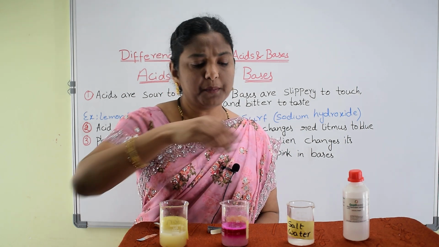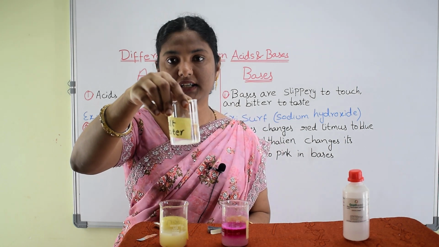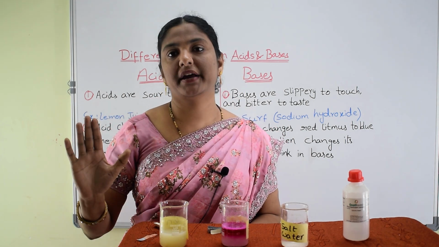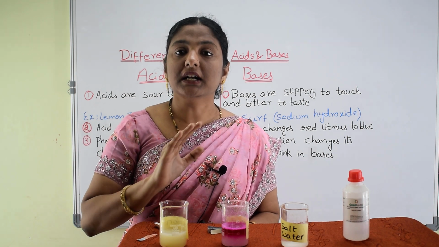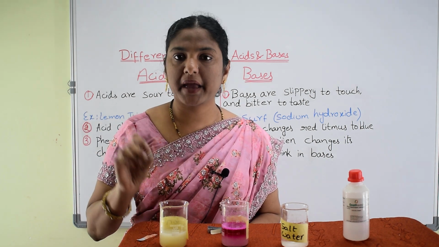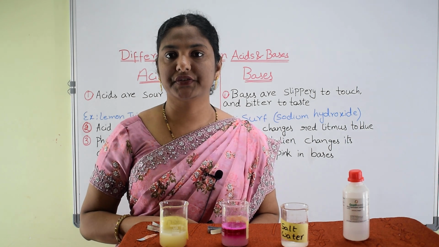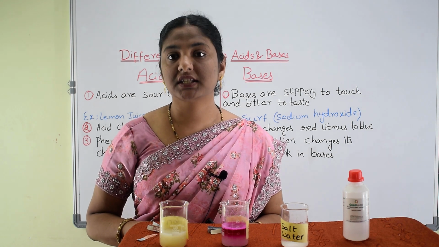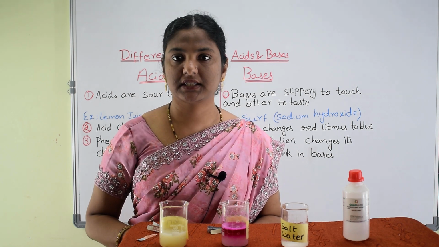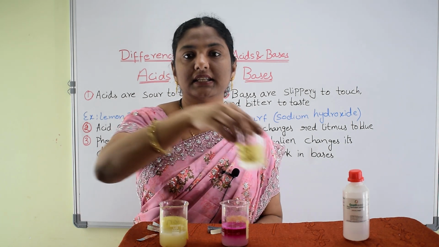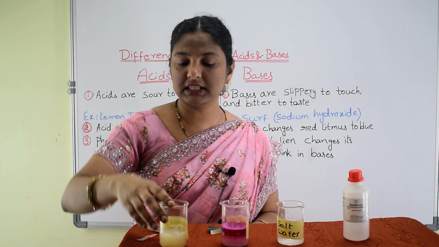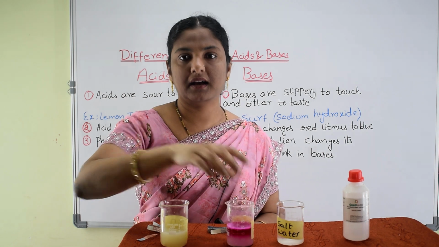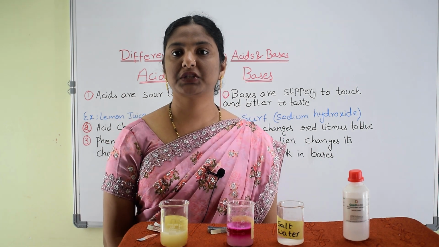Right. Now what about the third substance? Salt water. Salt water is not sour to taste, and it is not slippery in nature, and also it does not respond to litmus papers and phenolphthalein indicators. What do we call such substances? Those substances are called neutral substances. So this salt water is a neutral substance, this lemon juice is an acid, and this surf water is a base. So this is about the differences between acids and bases.